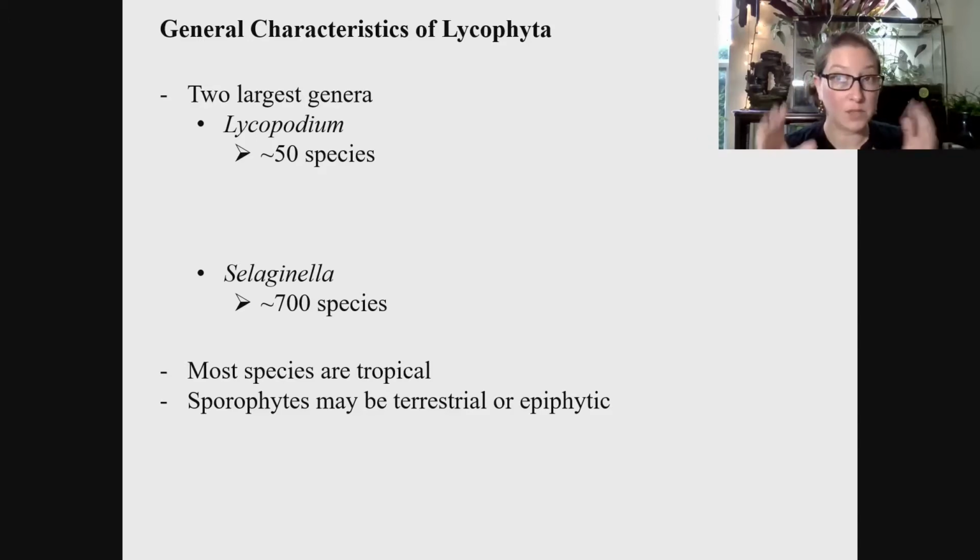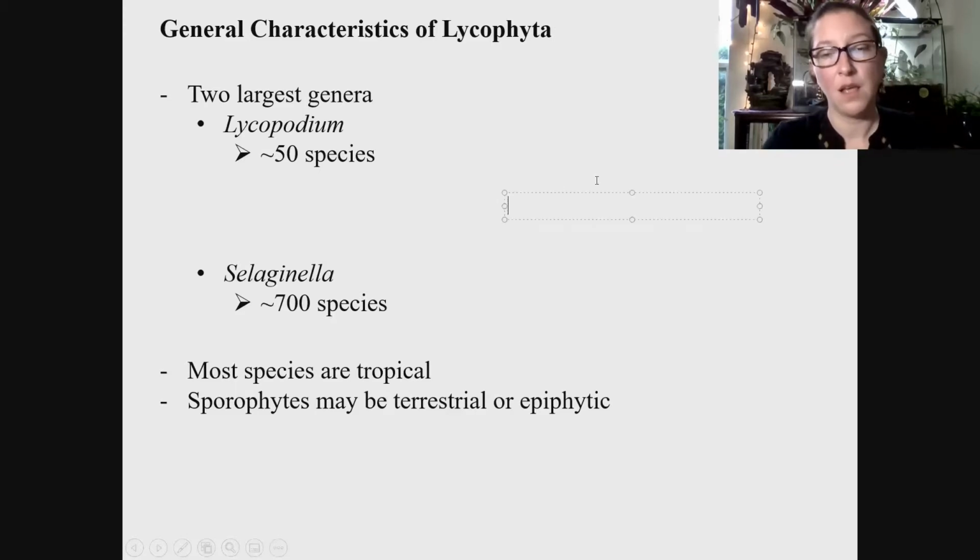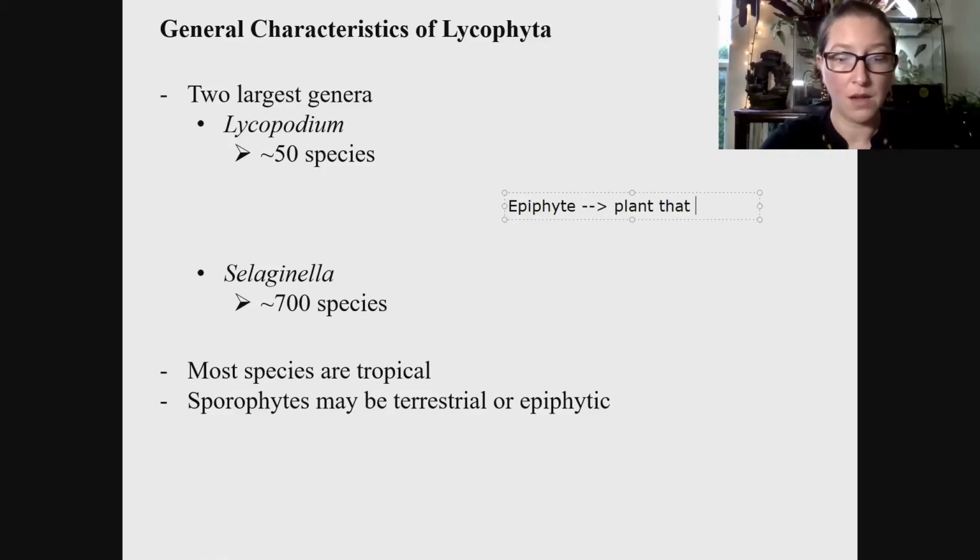And the sporophyte plants, which are dominant because we're in vascular plants, can either be terrestrial, which means grow in the ground, or epiphytic, which means they are epiphytes, which means that they can grow on other plants, which we also came across in the non-vascular plant lecture. I'll just write it here, epiphyte. If you're an epiphyte, it means you're a plant that can grow on other plants, usually trees.